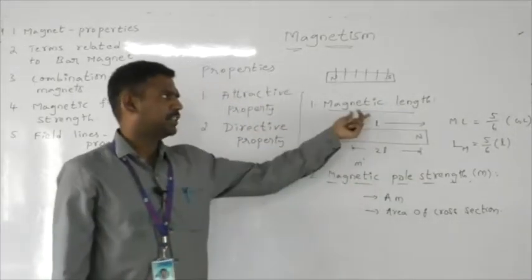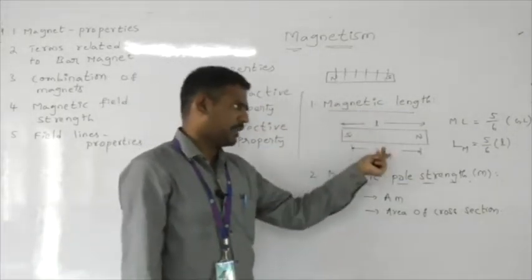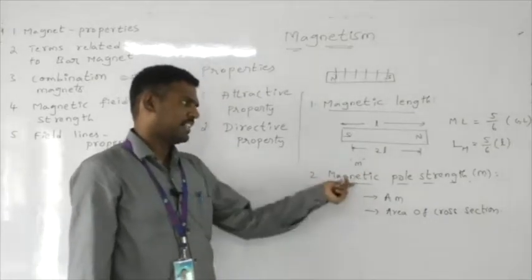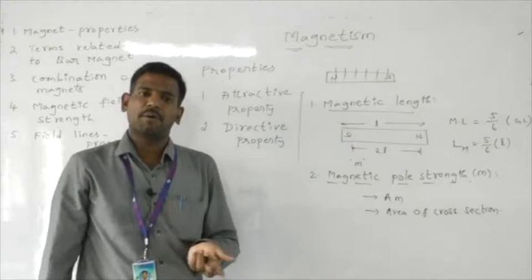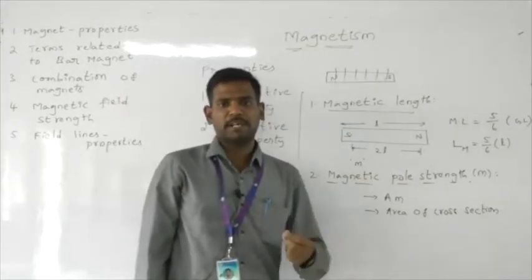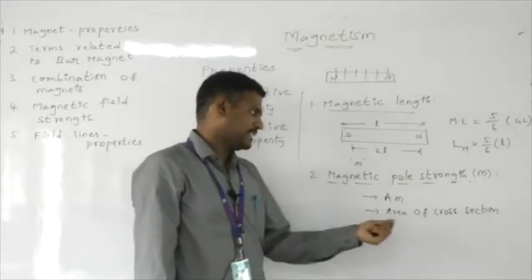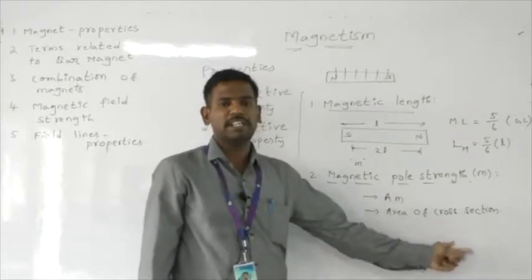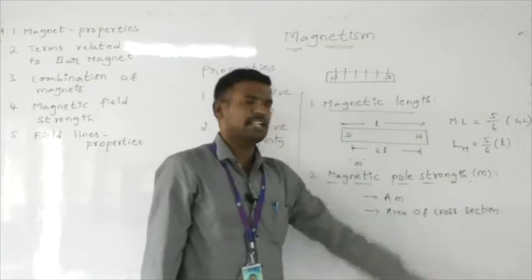So here you understood about the magnetic length, which is conventionally denoted by 2L, and it is measured with the unit called meter. And what is the meaning of magnetic pole strength? The ability of a bar magnet to attract or repel another magnet, and it is measured with the unit called ampere into meter, and it depends upon the area of cross section. It is denoted by the letter small m.